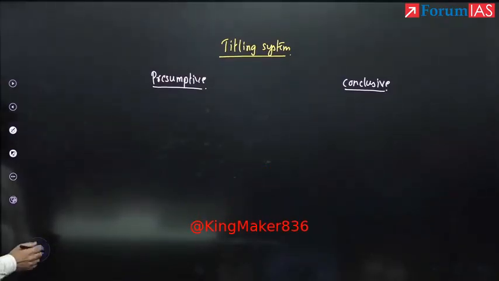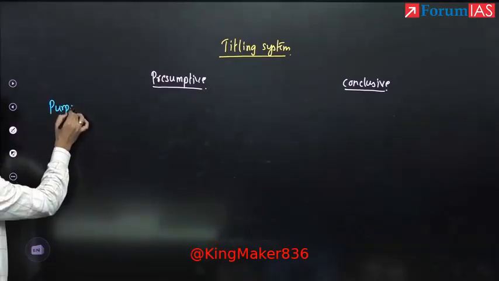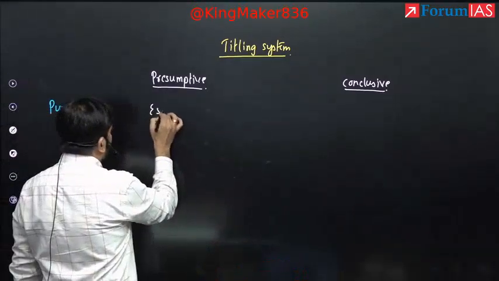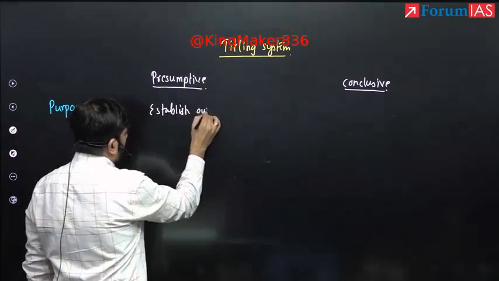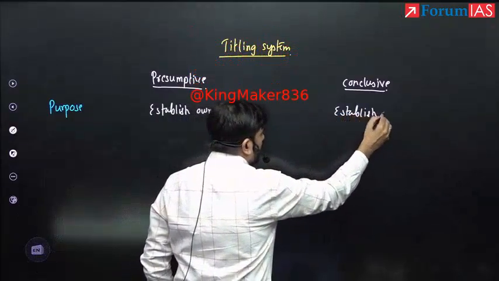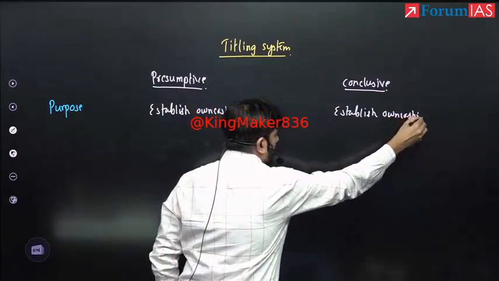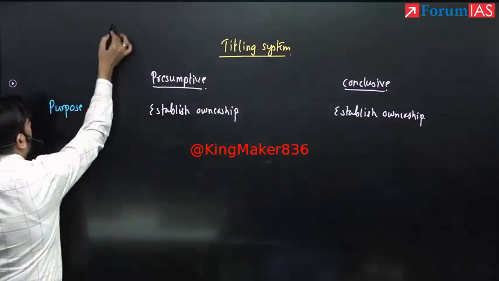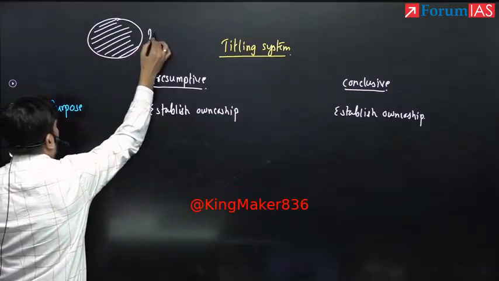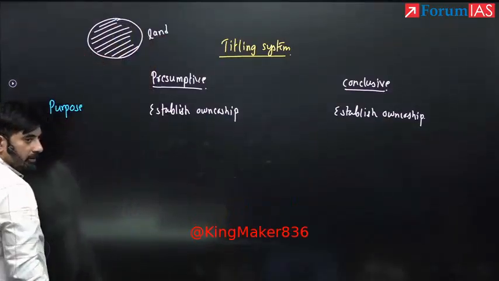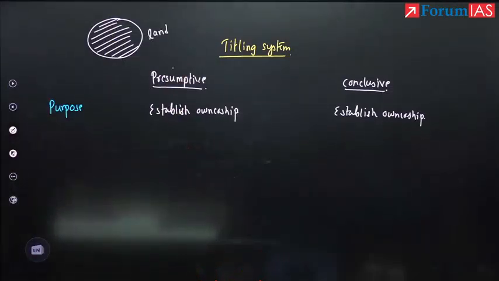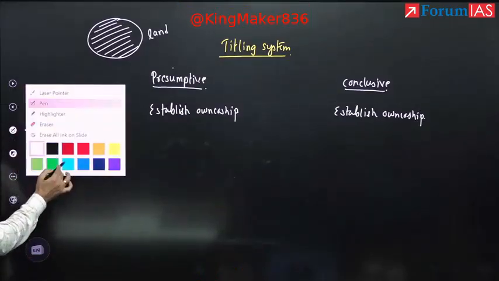Okay, now pay attention. If you look at both these titling systems, their role is the same. Their role is to establish ownership of the property. Both will tell us who exactly is the owner of a property. Let's say this is a parcel of land. How do you know who is the owner of this land? To know the ownership, there is one system called presumptive and another called conclusive. Both are used for the same purpose. But in India right now, which model is used? Presumptive.